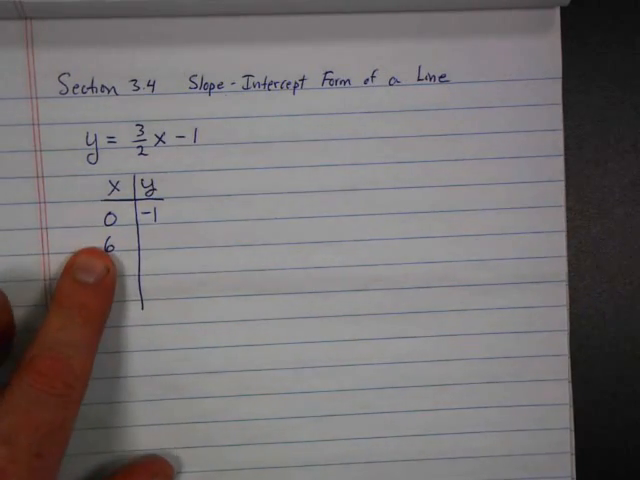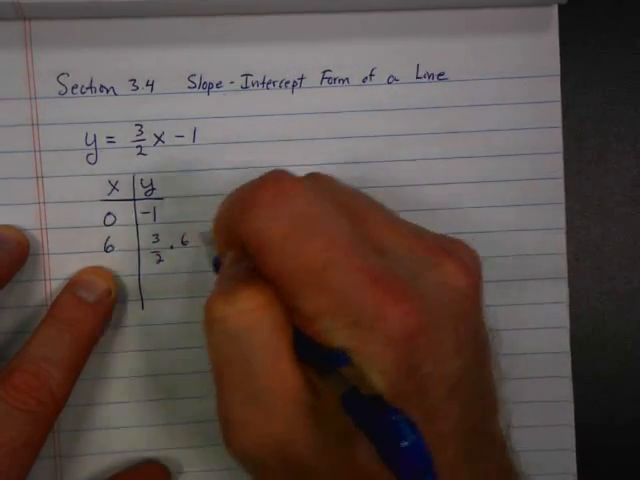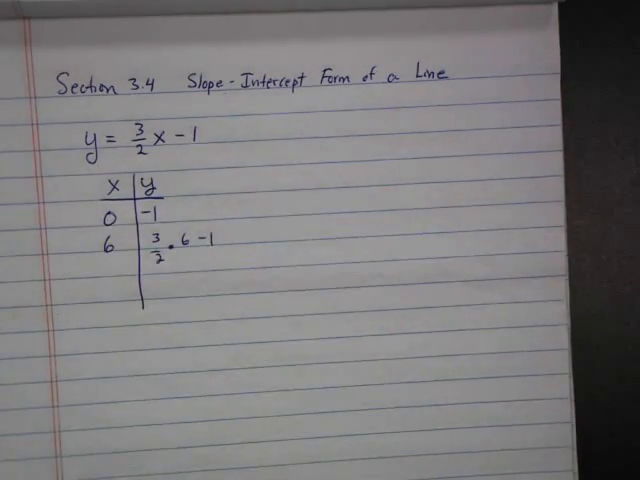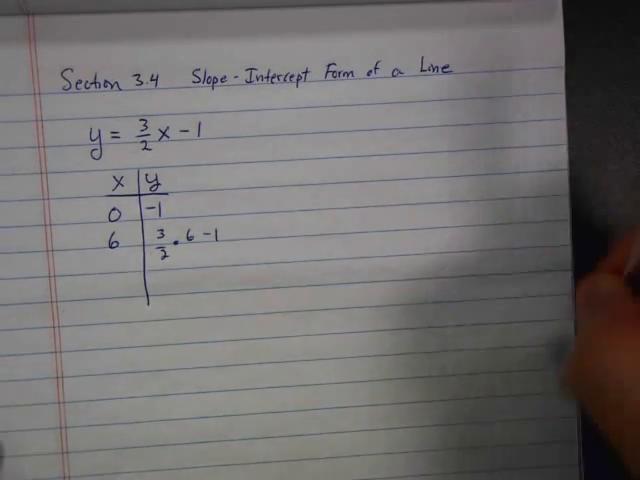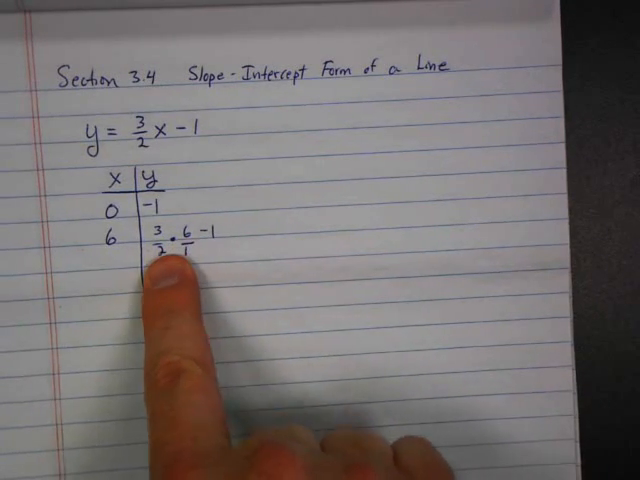Because if I'm going to plug in 6, I have to take 3 halves and multiply by 6 and then subtract 1. How do I take 3 halves and multiply it by 6? 3 halves times 6 over 1. I think of 6 as being 6 over 1. All right. And then what? Cross cancel. And that's why 6 is a good number, because 6 cancels with the 2.